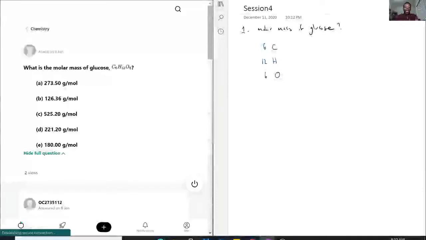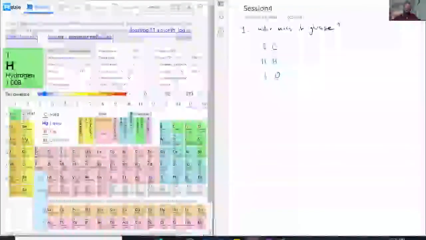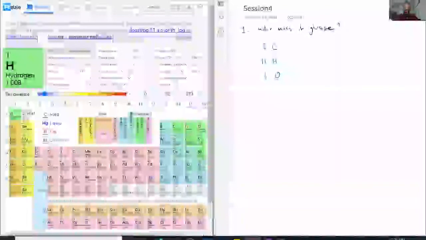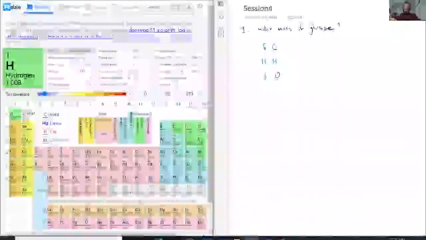So with that, we would actually go to our periodic table. It's important that you use the periodic table given to you, or at least if you weren't given one, make sure you keep using the same one and you're consistent with it, because some periodic tables do vary slightly on the atomic mass units.